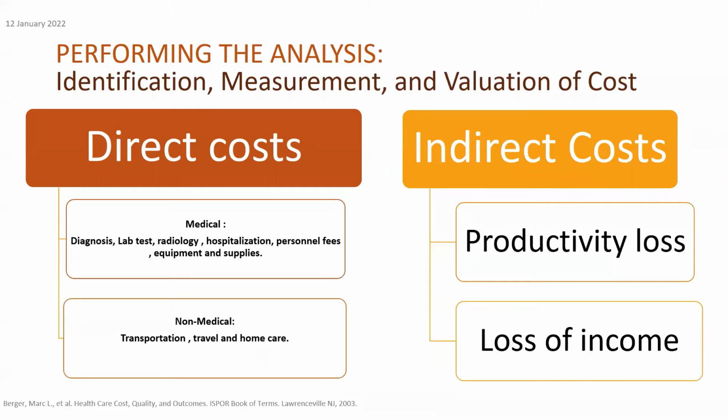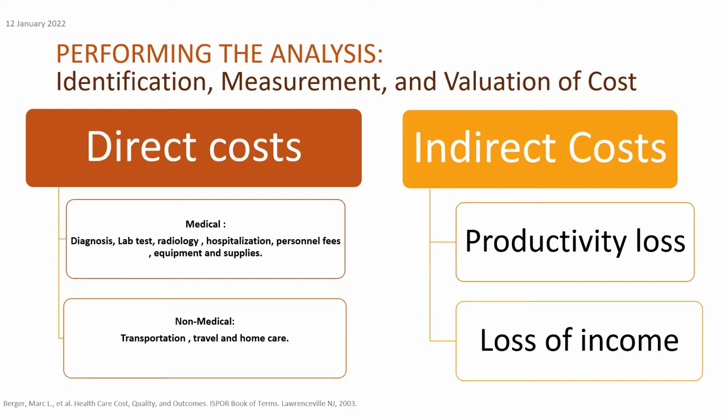Direct costs can be medical direct costs, such as the cost of medications, hospitalization, the cost of staff, supplies, equipment, laboratory, radiology, and the cost of diagnosis. There are also direct costs that are not medical, such as the cost of the travel of patients from a rural area, for example, the cost of home care, the cost of transportation.